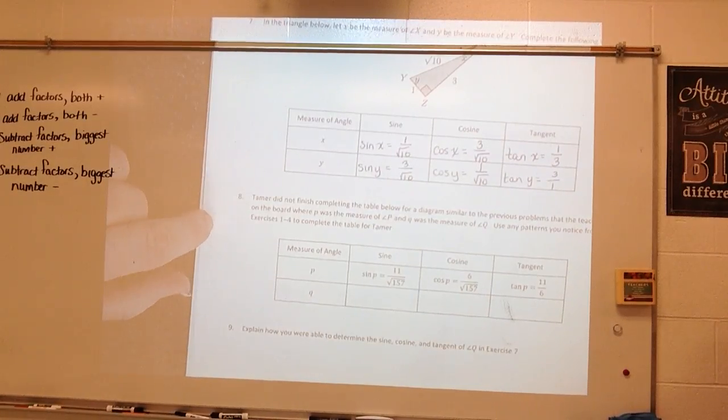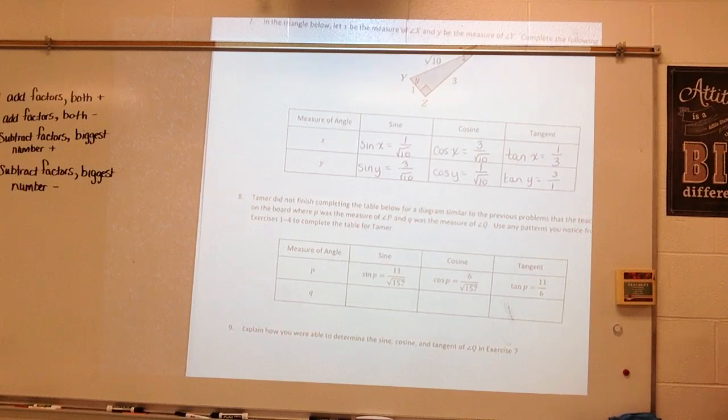Alright, Tamara did not finish completing the table below for the diagram, similar to the previous problems that the teacher had on the board, where P was the measure of angle P and Q was the measure of angle Q. Use any patterns you notice from exercises 1 through 4 to complete the table for Tamara.